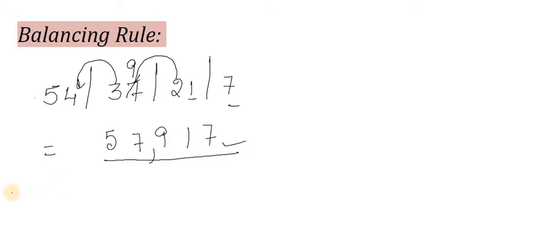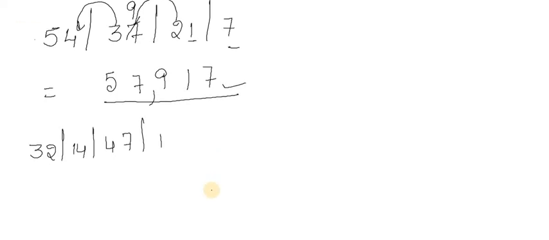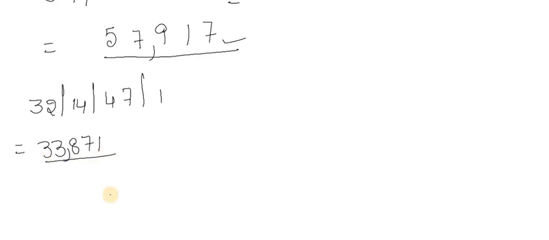57,917. You have one more question based on this: 32147 and 1. So what we will do here is 1 7 4 plus 4 8 1 plus 2 3 and 3, and the answer is 33,871.